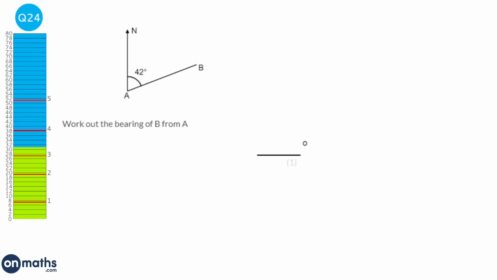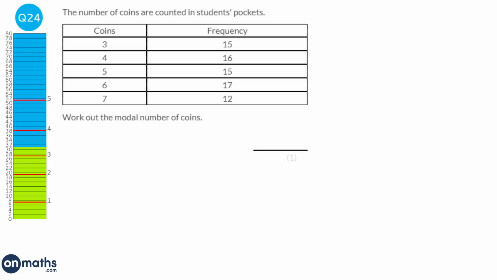Bearings are always from north and go clockwise. So let's have a look at where the north line is. Well, the north line is here. And to find the bearing of B from A, so that means we're at A and we're looking at the angle of B, we're going to go clockwise, and you can see on the diagram it's already labelled as 42 degrees. But the third rule of bearings is they must be 3 digits. So instead of 42, it's going to be 0, 4, 2.